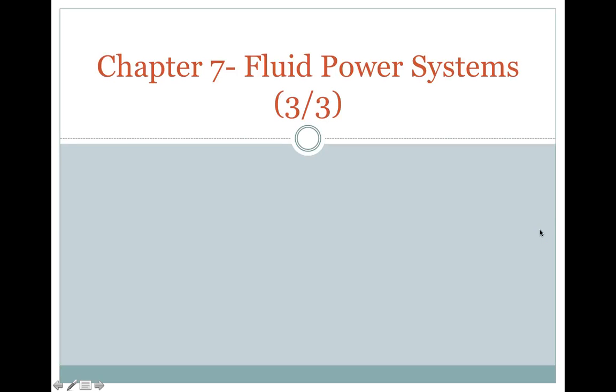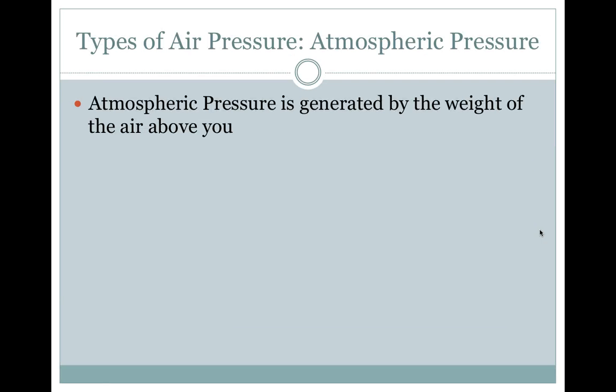Fluid Power Systems, Part 3 of 3. Types of air pressure. Atmospheric pressure. Atmospheric pressure is generated by the weight of the air above you.